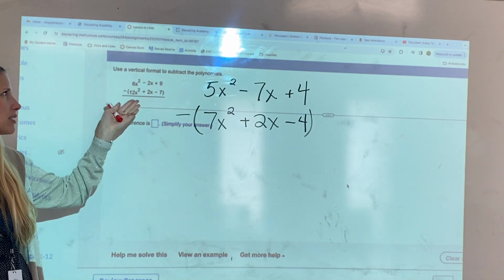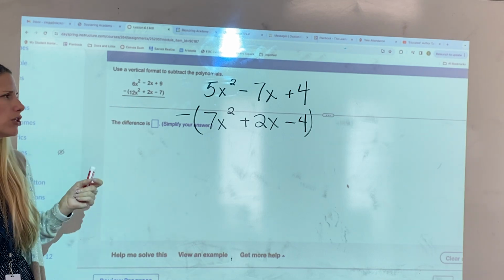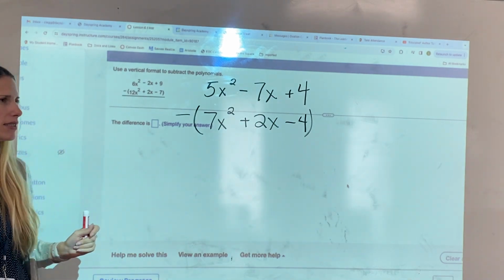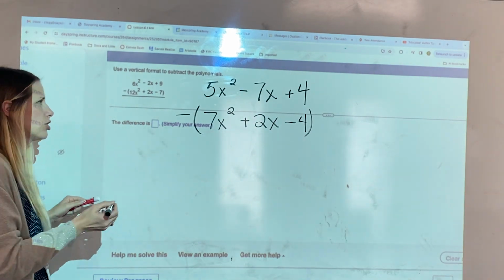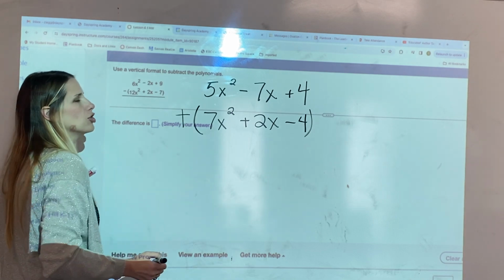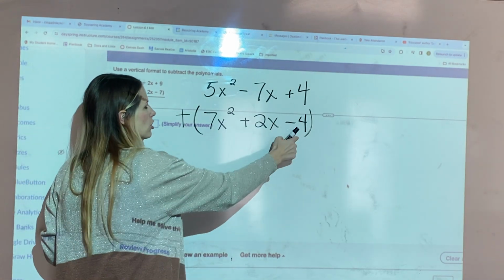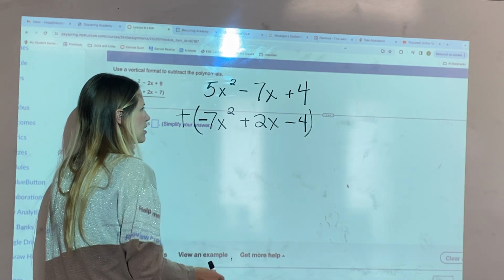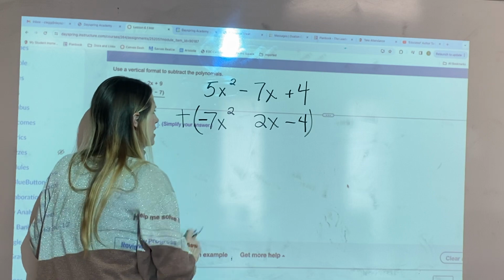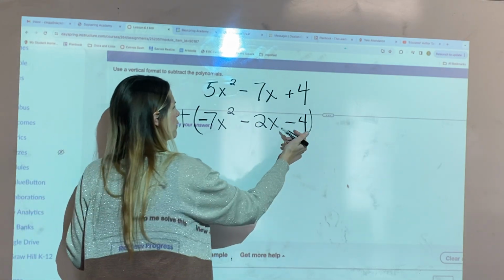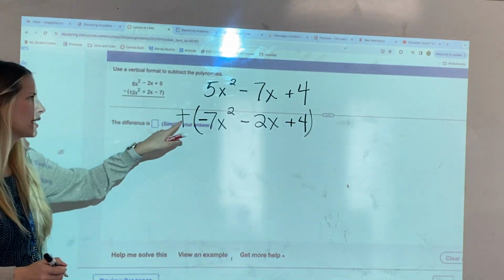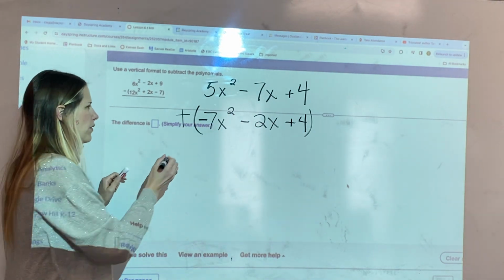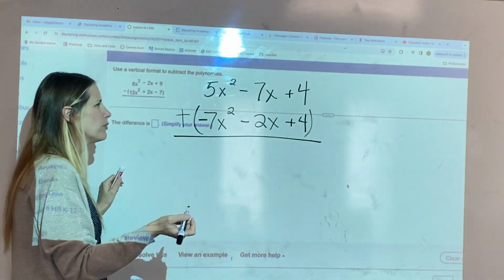The first method, which is what they're asking you to do, is to subtract it vertically, which means we're going to kill the cockroach and change the sign of each term. This 7x squared would be a negative 7x squared. This 2x would become a negative 2x, and this negative 4 would become a positive 4. We killed the cockroach and changed all the signs. Simple, right? Now, all we're doing is adding.